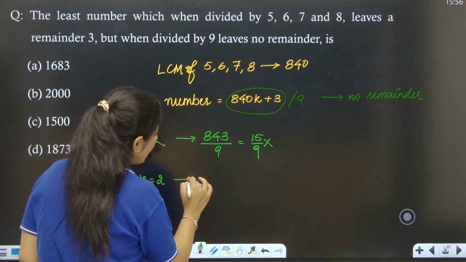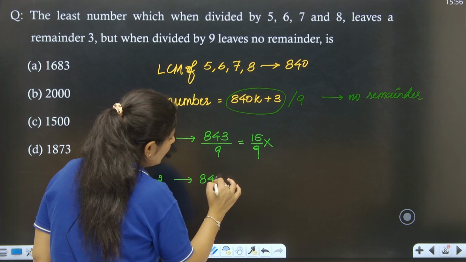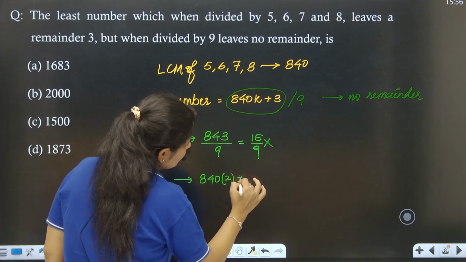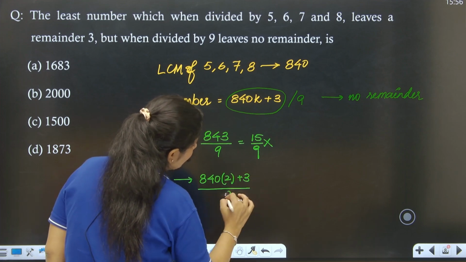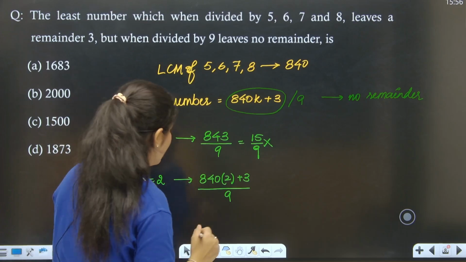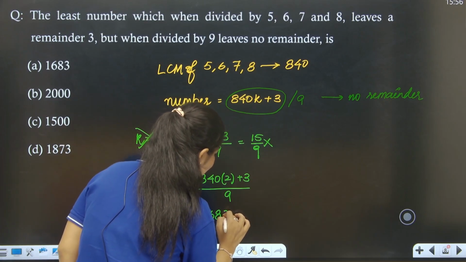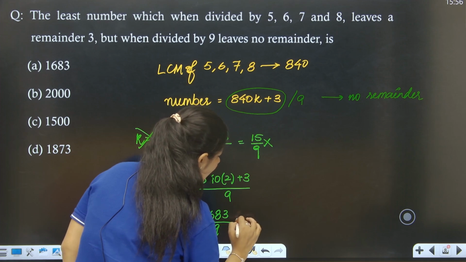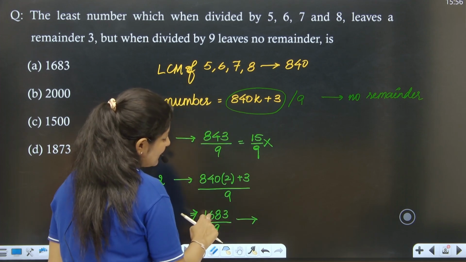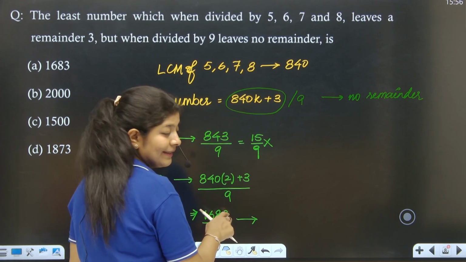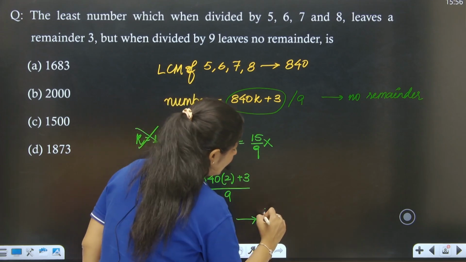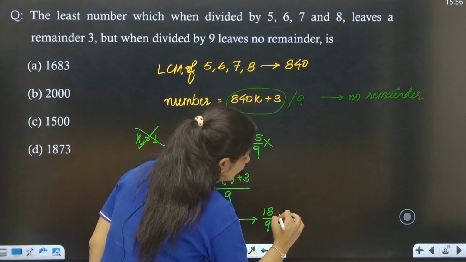When we are putting k equals 2, that means 842 plus 3. This is my number and I need to divide it by 9. When we multiply it, we are getting 1683 divided by 9. Now when I add these digits 1, 6, 8 and 3, that is nothing but 18. 18 by 9, yes, it is completely divisible.